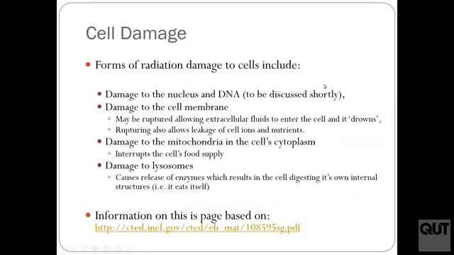Forms of damage: radiation damage to cells can include damage to the DNA of the nucleus, damage to the cell membrane, so it can leak fluids or lose nutrients, damage to the mitochondria, which interrupts the food supply, or damage to these other things which result in the cell digesting itself.